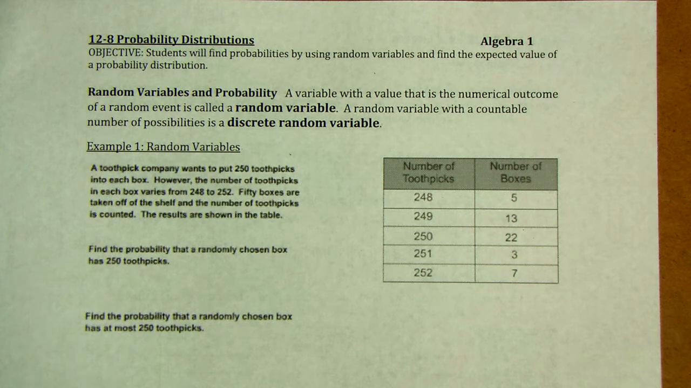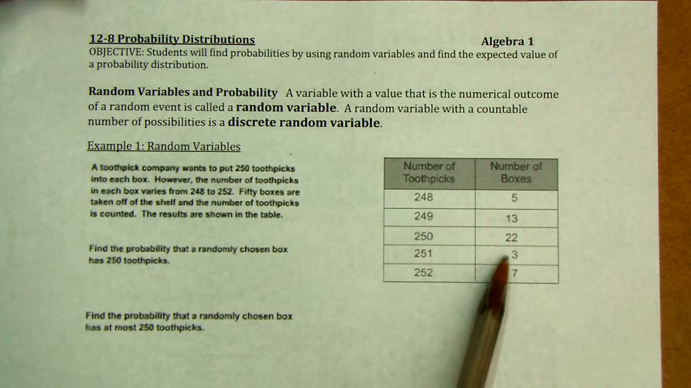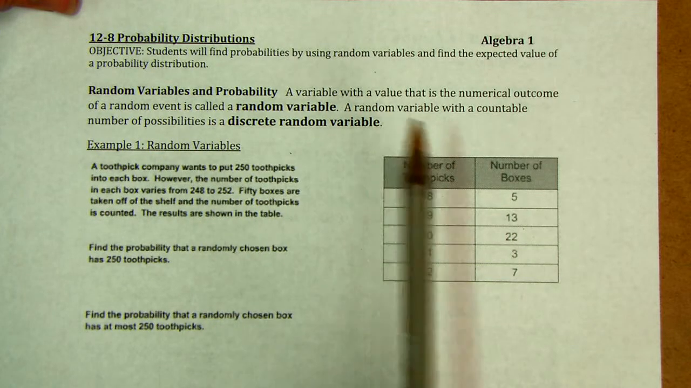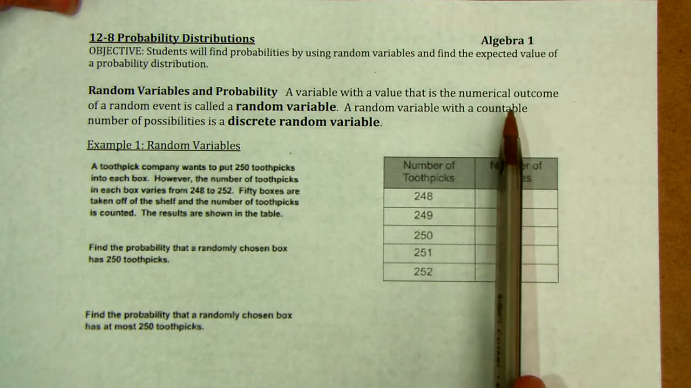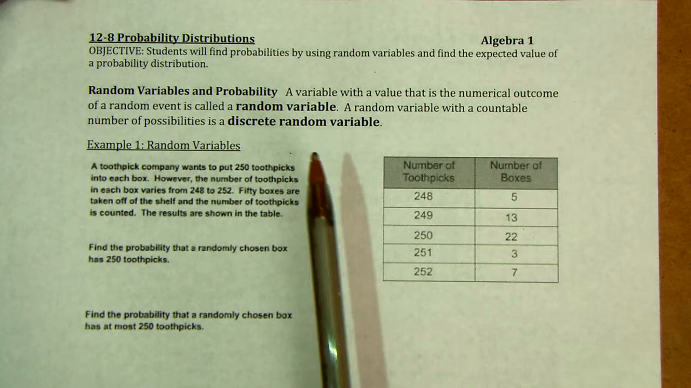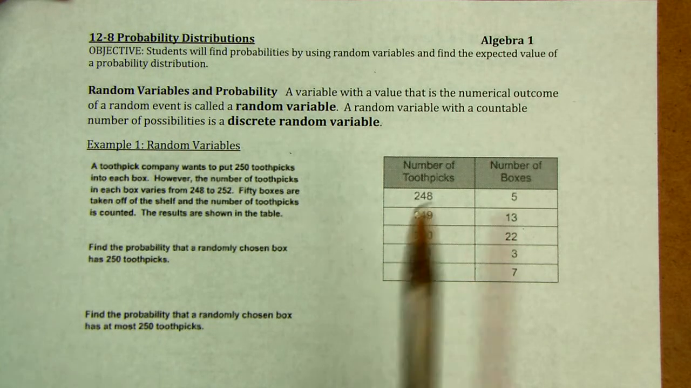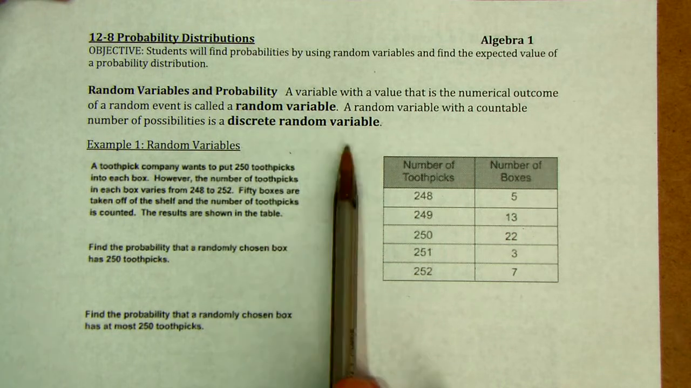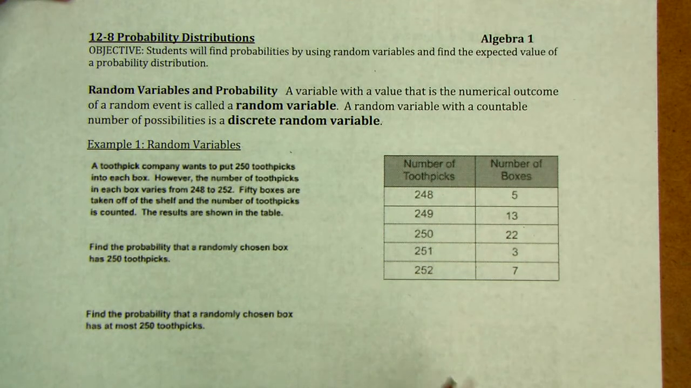If you have a variable that is usually a value, hopefully a numerical outcome, and it changes for every event, that's called a random variable. It's usually a countable number. That means it is a discrete random variable, such as this one right here, which is in a toothpick box. If there's supposed to be 250 toothpicks, there's a good chance there won't be exactly 250 toothpicks. So it's right here. They say the number of toothpicks varies from 248 to 252.